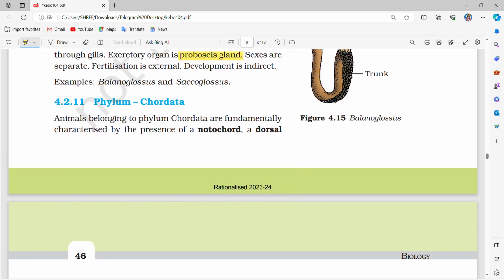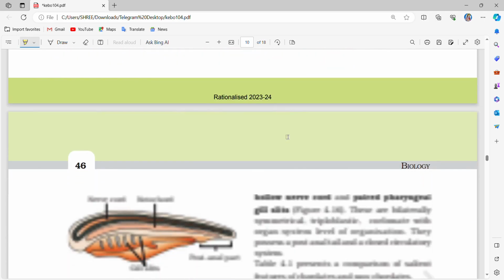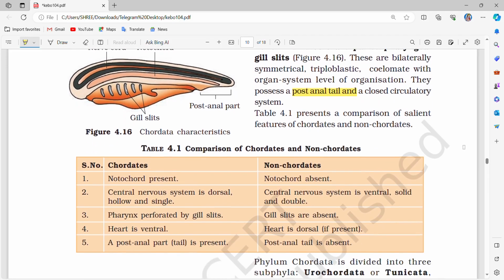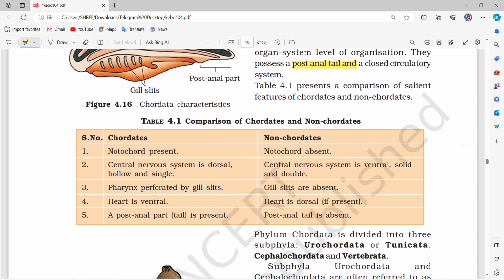4.2.11 Phylum Chordata. Animals belonging to Phylum Chordata are fundamentally characterized by the presence of a notochord, a dorsal hollow nerve cord and paired pharyngeal gill slits, Figure 4.16. These are bilaterally symmetrical, triploblastic, coelomate with organ system level of organization. They possess a post-anal tail and a closed circulatory system. Table 4.1 presents a comparison of salient features of chordates and non-chordates.